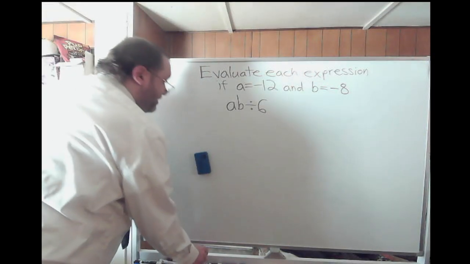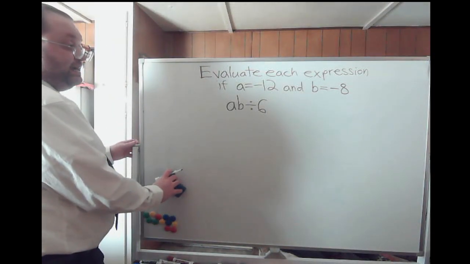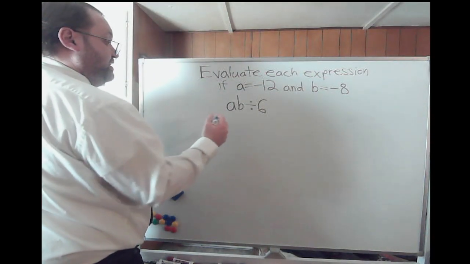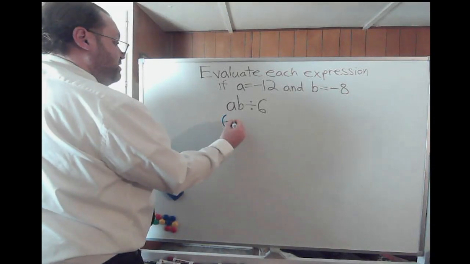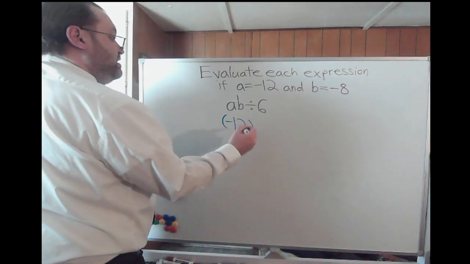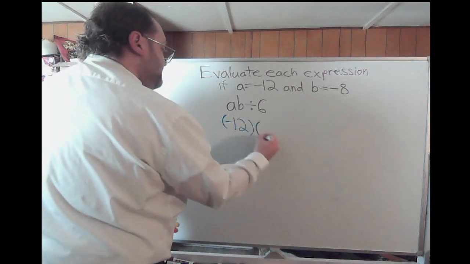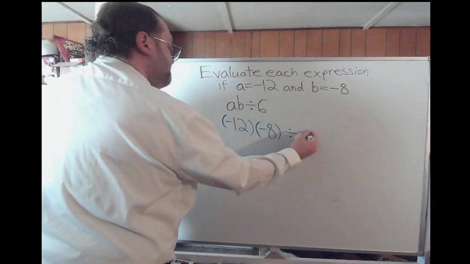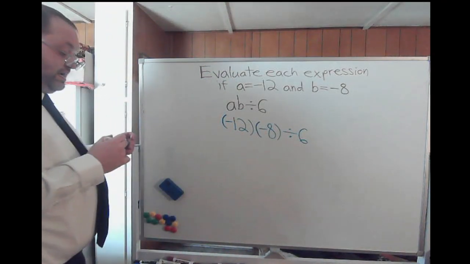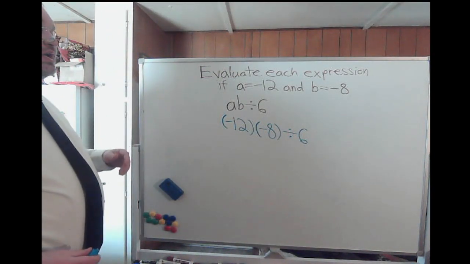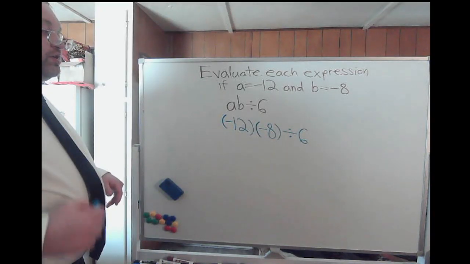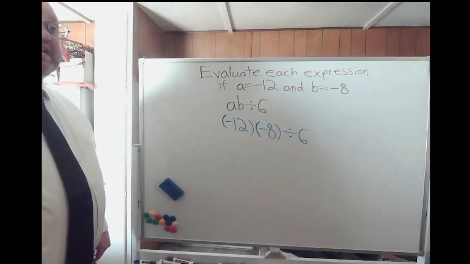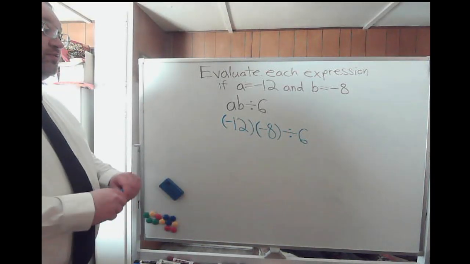Well, it's important to know that AB is A times B. So wherever you see each variable, you substitute those values in. A is -12. You'll have -12 times the B, which is -8, divided by 6. Now, you have multiplication and division. According to the order of operations, they get the same priority, so you'll just go from left to right.